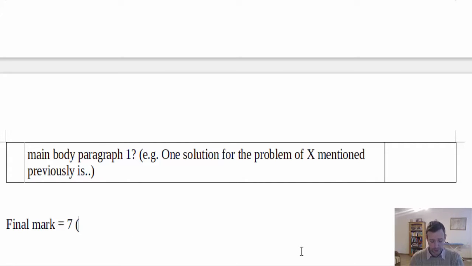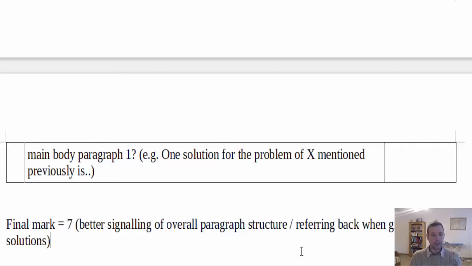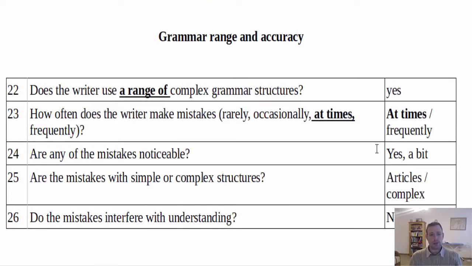The key idea to improve would be better signaling of overall paragraph structure. We saw that with the main reason, the second reason, and that's better for answering the question too, and then referring back when giving solutions. Okay, let's rock on to grammar, range, and accuracy.